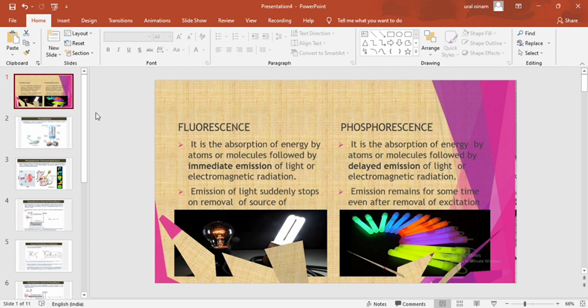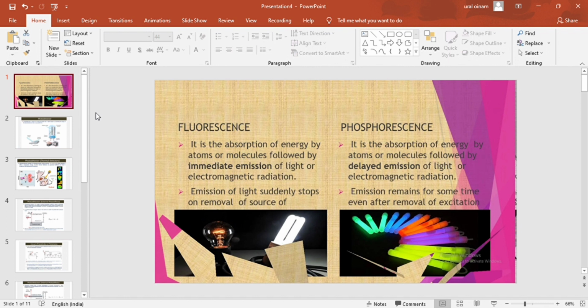So let's get into the concept of fluorescence and phosphorescence. So what is fluorescence? In fluorescence, the material absorbs the light, and after it absorbs the light, it gives out the photons or the electromagnetic radiation immediately. But in the case of phosphorescence, it absorbs the energy and holds it for some while, and then after some time it releases the energy in the form of photons or electromagnetic radiation.